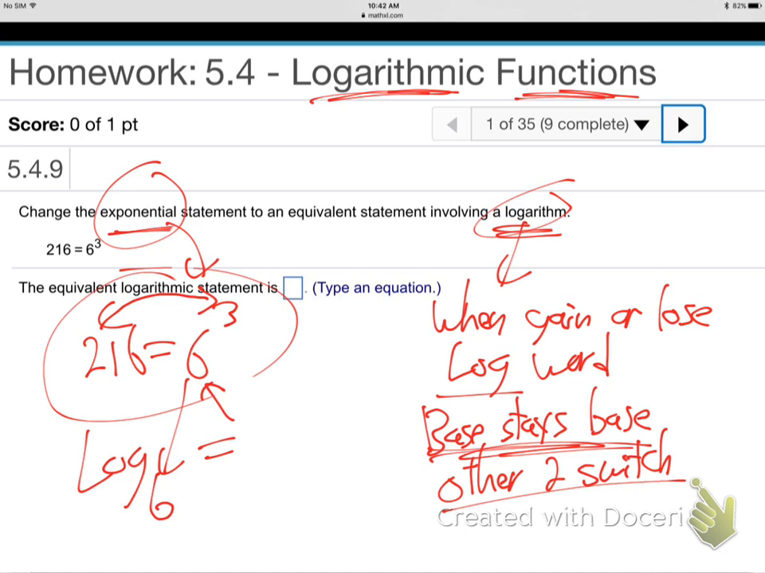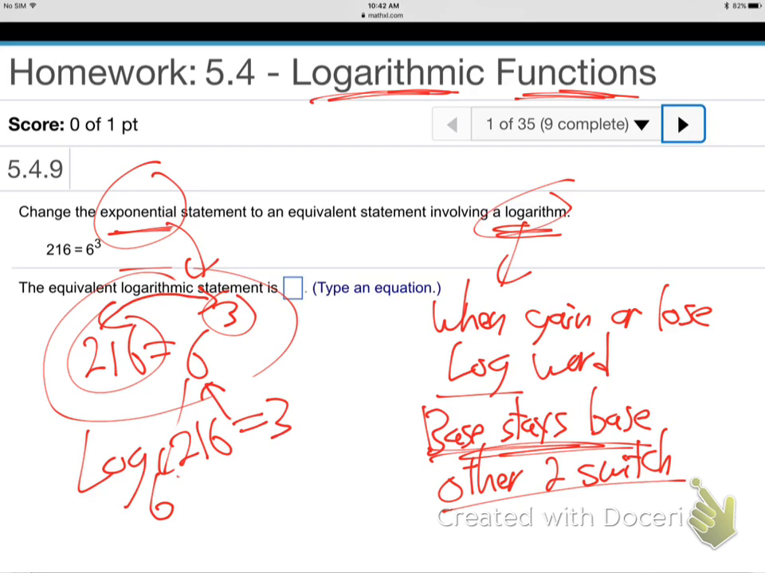And then the other two, the 3 and the 216, switch. So the 3, nope, that's not right. That's where it is normally. Right? The 6 is, normally the 3 is on the 6, so they switch. The 216 will go there, and the 3 goes to the other side of the equal sign. And that's it. I said that harder than it really is.